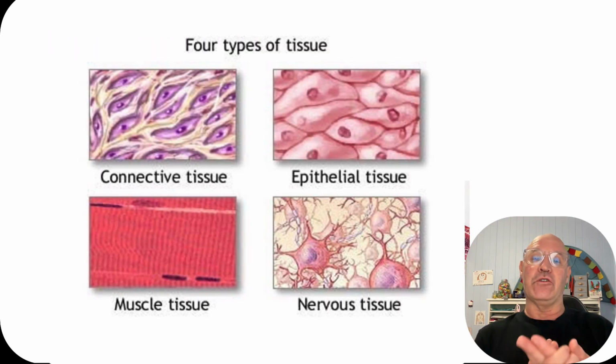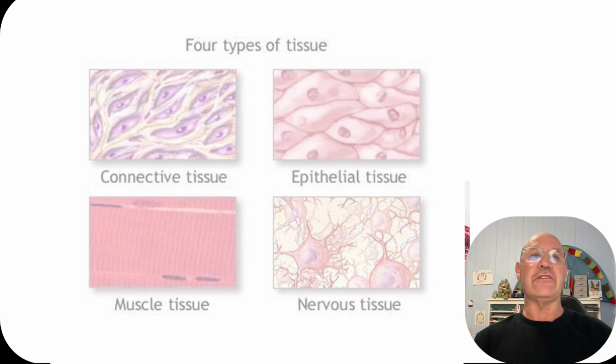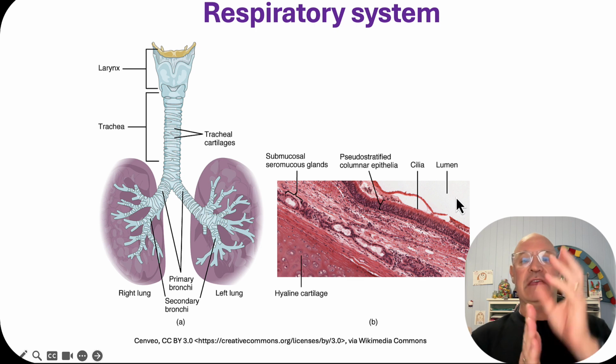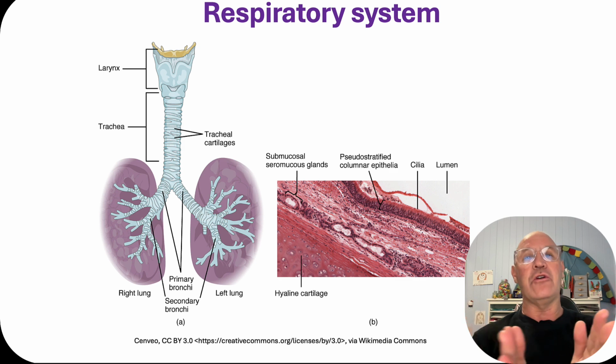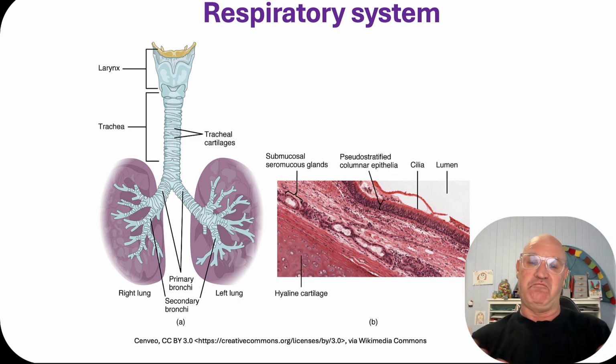Remembering, of course, that we've got 4 different types of tissue. We've got connective tissue, epithelial tissue, muscular tissue, and neural tissue. So here we're looking specifically at the trachea, part of the respiratory system, the part involved in moving the gases in and out of the lungs. The lumen, of course, is the actual passage of the trachea where the gases go back and forth.